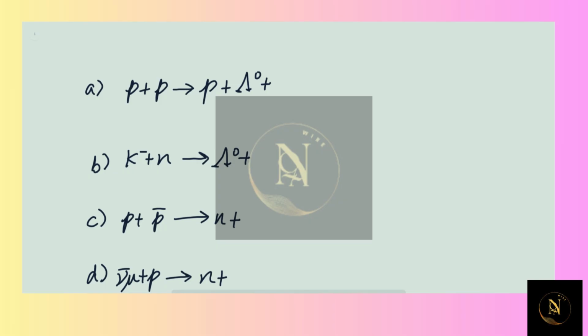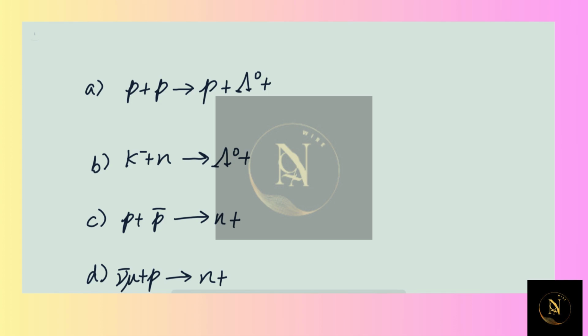So in this question, we have 4 reactions, but in each reaction, one final product is missing. And we have to look at these reactions and look at the properties, like what is the strangeness, what is the electric charge, before and after the reaction. And because of the conservation law, we know these numbers must be the same before and after the reaction. So with this knowledge, we will be able to identify properties of this missing particle and find out what this missing particle is.